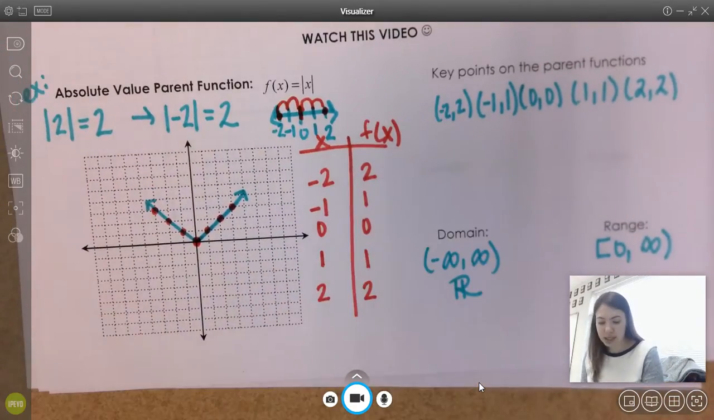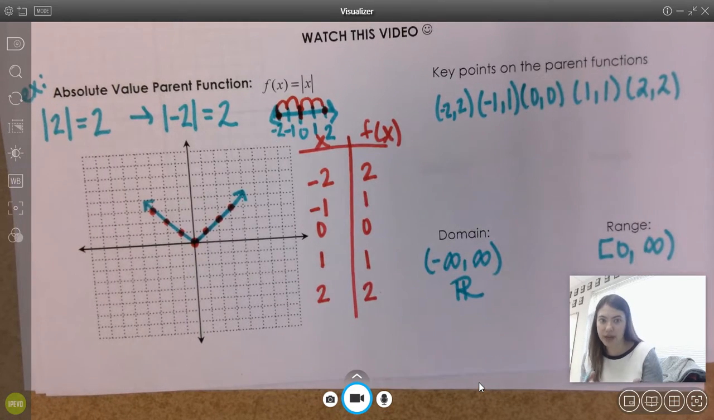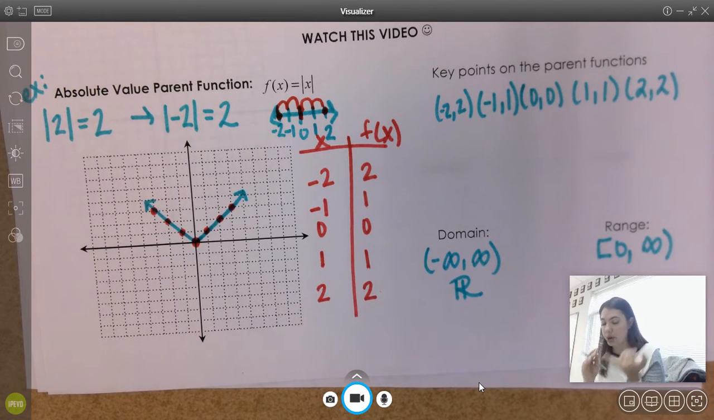So this is just a little introduction to the absolute value parent function, okay? We have to know that it's a V-shaped graph. We have to know that it's a linear rate of change. And we have to know what some of these key points are, all right? So let's head over to the next video where we're going to learn about the cubic parent function.